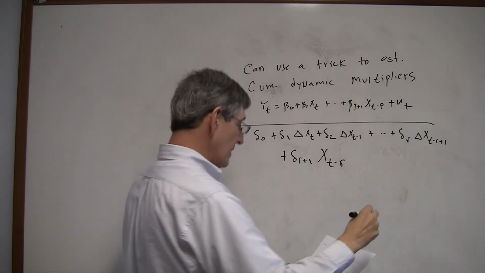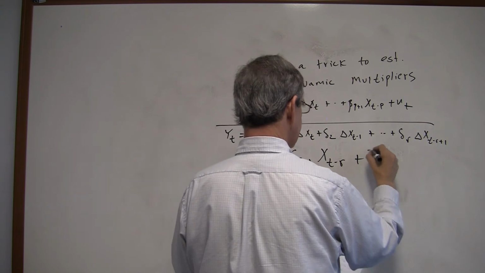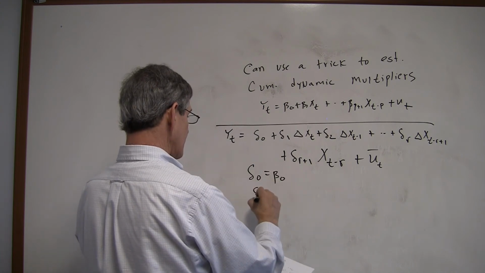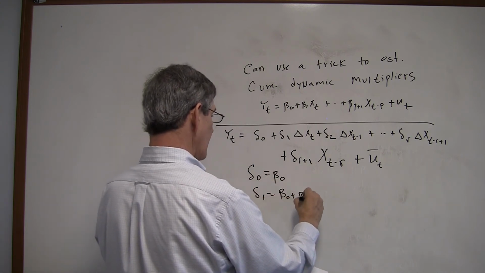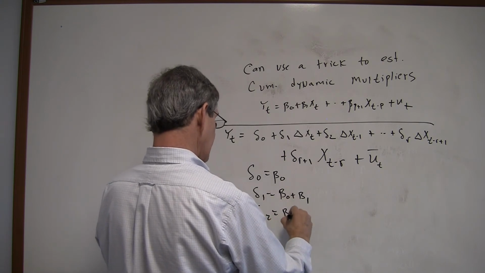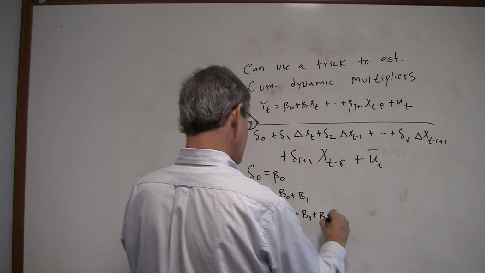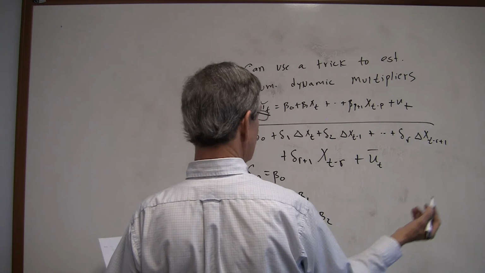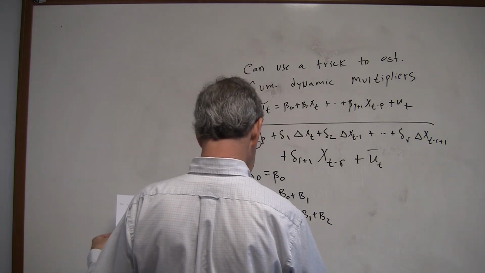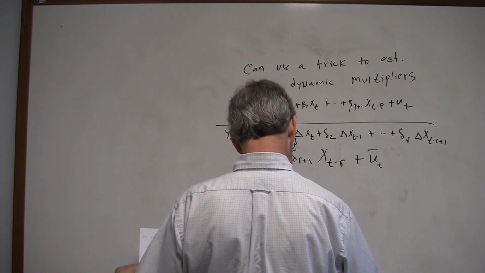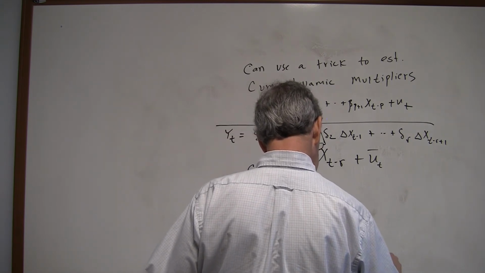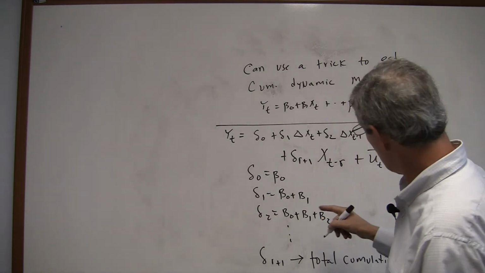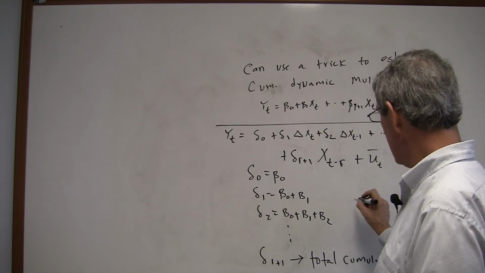That's intentional, plus ut. If you estimate it this way, delta naught will equal beta naught, delta 1 will equal beta naught plus beta 1, delta 2 will be beta naught plus beta 1 plus beta 2, and so on. Delta r plus 1 will be the sum, and delta r plus 1 would be the total cumulative multiplier. These things in here would be what we'd call the interim total multipliers, or the interim.